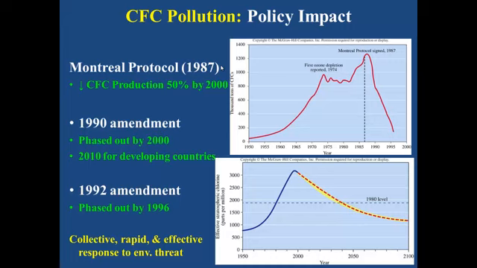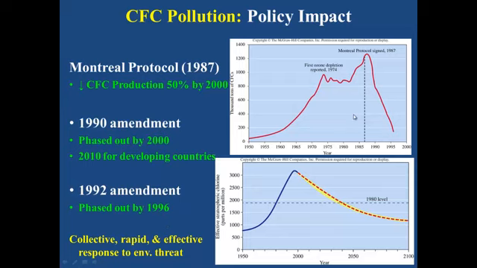Then it was amended. Things were actually going so well that we were able to meet this 50% goal that in 1990 they decided to amend that. And they said, forget about 50% reduction, we're just going to phase things out by 2000. Okay? And then give developing countries actually a little bit of a break and have them phase it out by 2010. And then things were going so well by 1992, they said, you know what, forget it, we're going to phase it out by 1996. So basically by 1996 we effectively had zero emissions of CFCs globally.